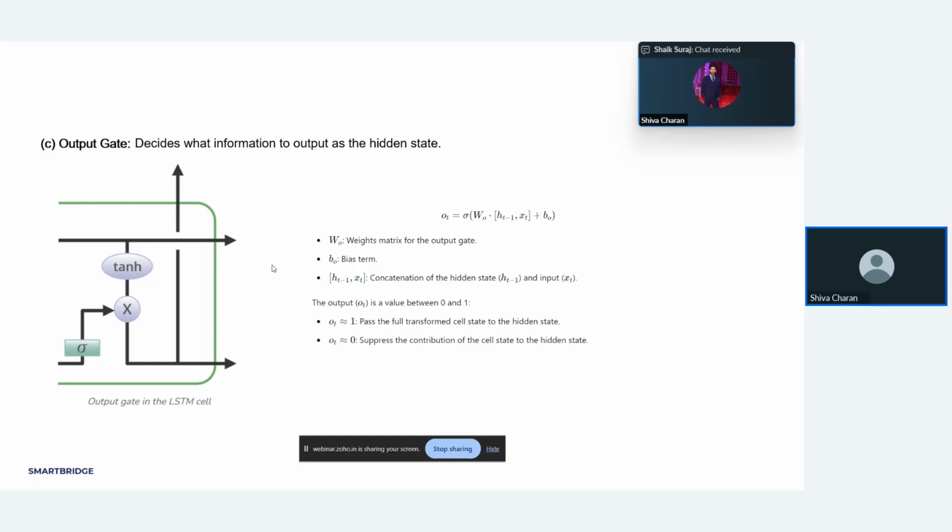It will evaluate the current input and the hidden state, and also the memory cell, to determine what part of memory is used for the current task. Okay, the memory cell, let me just show you the memory cell.